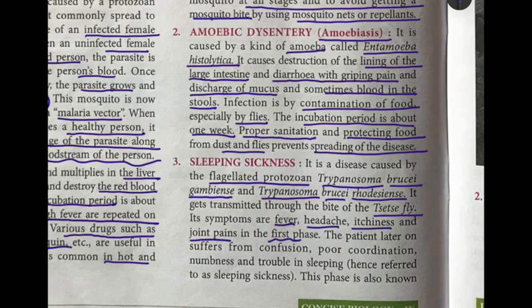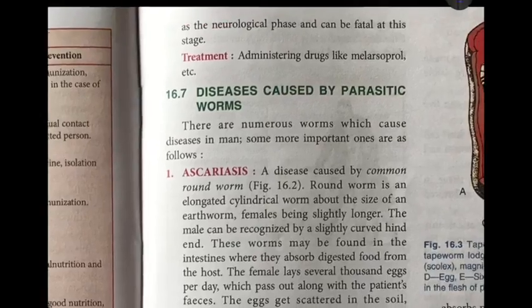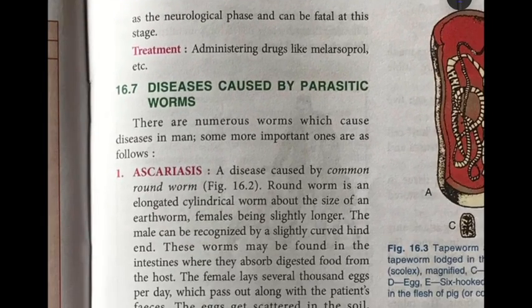That is in the first phase. Later on, when this disease becomes more and more dangerous, the patients suffer from confusion, poor coordination, numbness, and trouble in sleeping. That is why it is known as sleeping sickness, because the person will not get sleep. This phase is known as the neurological phase.